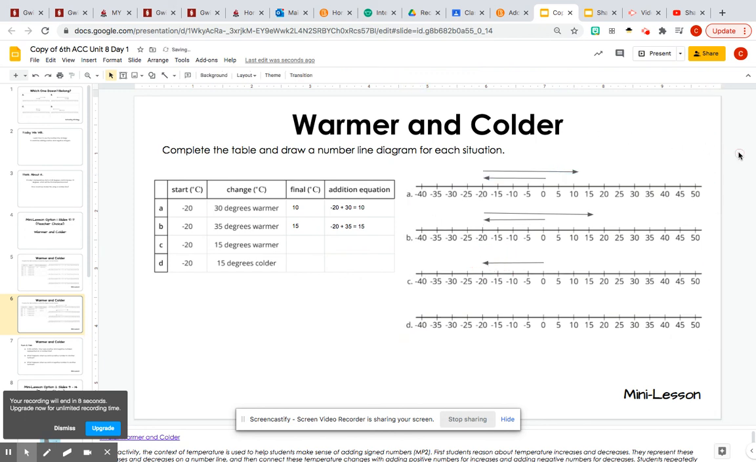Uh-oh, I only have 10 seconds left and it's going to cut off. Let's see if I can draw my arrow. But it would leave us at negative 5. That's where we would be.